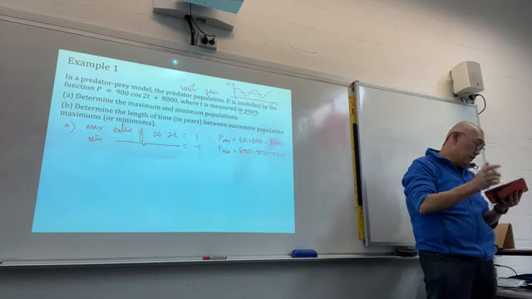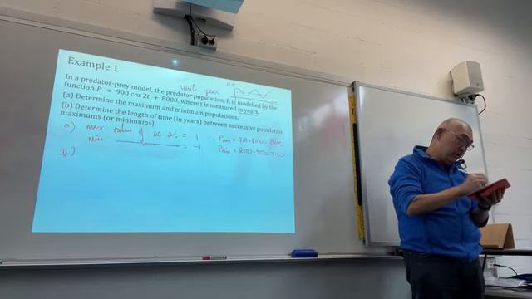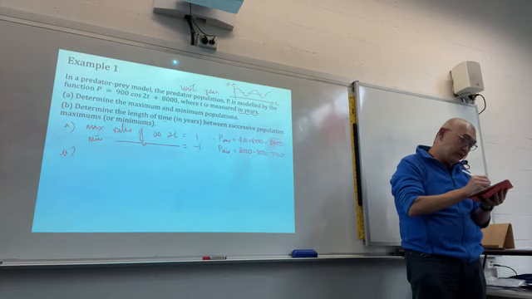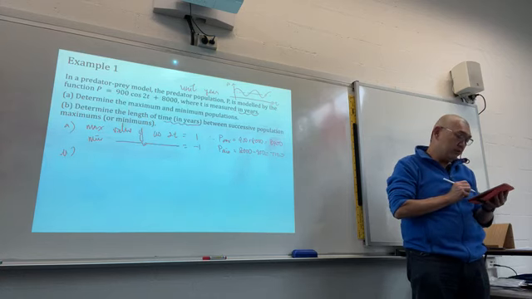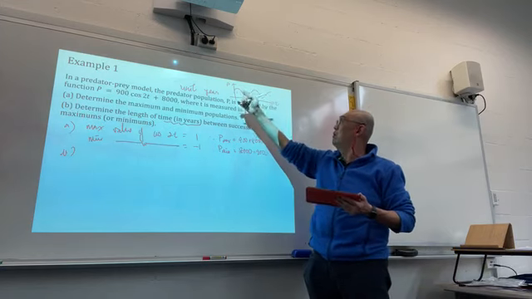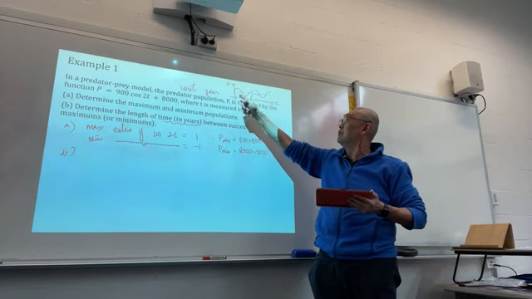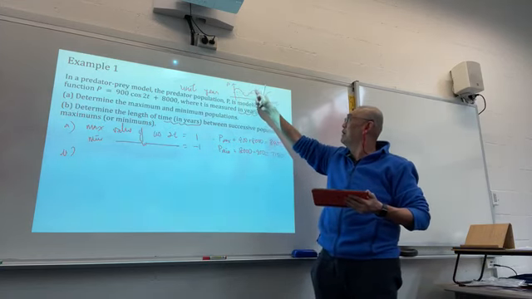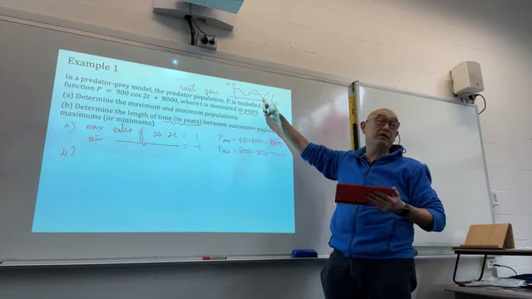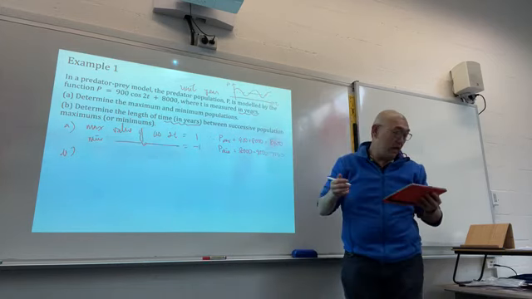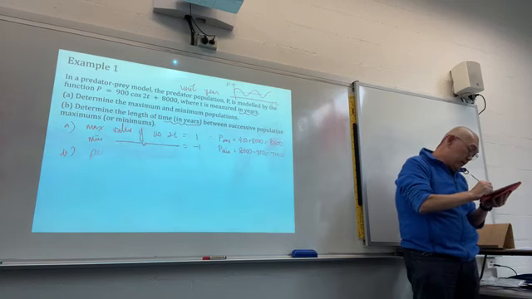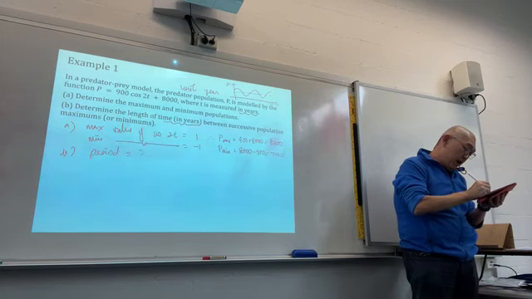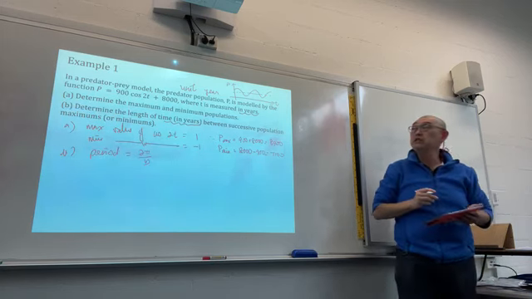All right. So determine the length of time in years between successive population maximum or minimum. So you're going to look at what the period is. Alright, maximum to maximum or minimum to minimum, that's a period. So therefore you know the period equals 2 pi over b. Alright, what is b in this case?